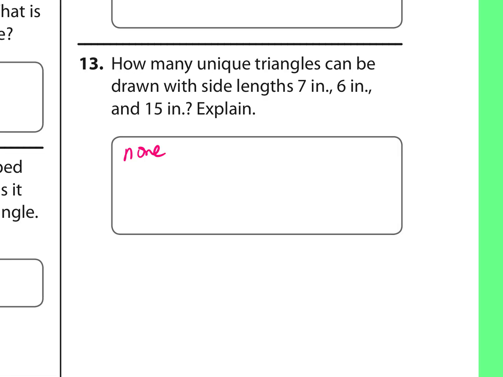Okay, now to review the problems on G2 number 13, how many unique triangles can be drawn? Well, if you take the two shorter sides, 7 and 6, and you add them together, they've got to be greater than the longest side, 15. But this is false, so this is not a triangle. So there's no unique triangles there.